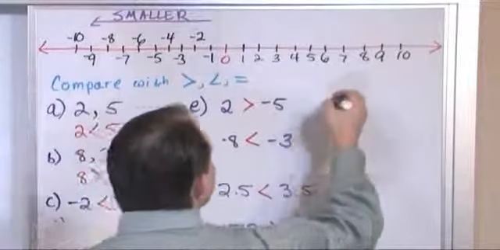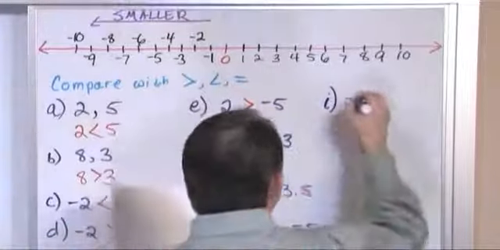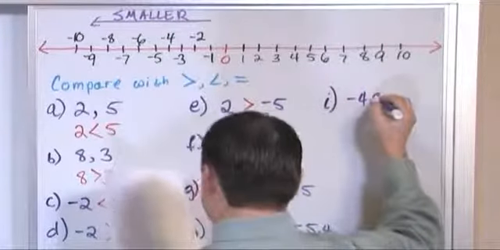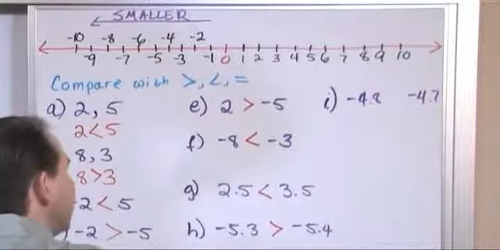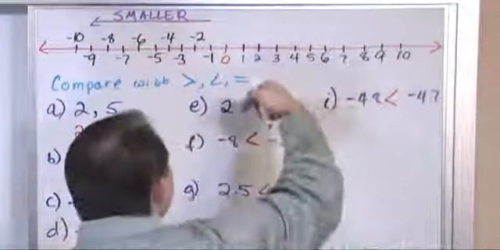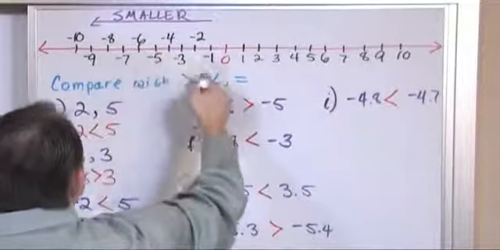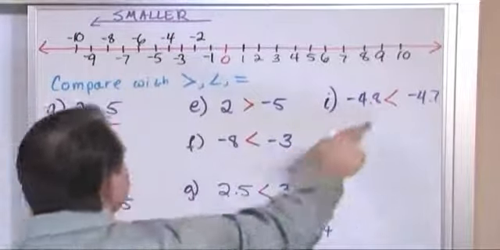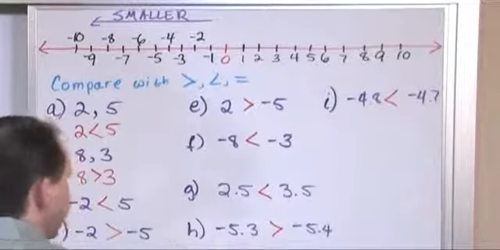Okay, now let's look here at another one. I, -4.8 and -4.7. So you have exactly the same thing here. Basically, it's always going to point to the negative number that is farther that way. -4.8 is going to be closer to 5 than -4.7 is, so it's going to be actually the smaller number. So it's always going to point that direction.